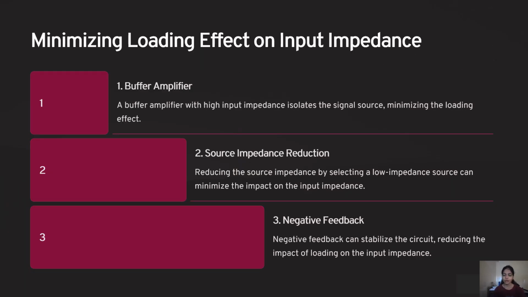Minimizing loading effect on input impedance. Buffer amplifier. A buffer amplifier with a high input impedance isolates the signal source, minimizing the loading effect. Source impedance reduction. Reducing the source impedance by selecting a low impedance source can minimize the impact on the input impedance. Negative feedback. Negative feedback can stabilize the circuit, reducing the impact of loading on the input impedance.